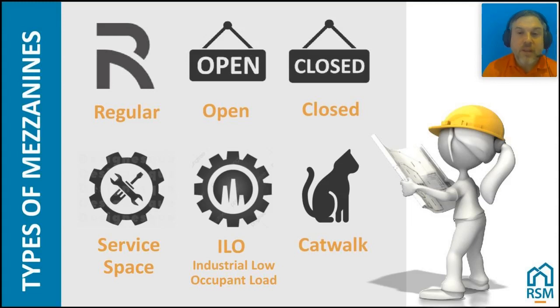And the last one that I'm going to talk about is a catwalk. The building code talks a lot about catwalks. When you're in industrial buildings, you look up, you see these catwalks, or they could be low. But how do we deal with these particular catwalks when we're looking at compliance with mezzanines in the Ontario Building Code?